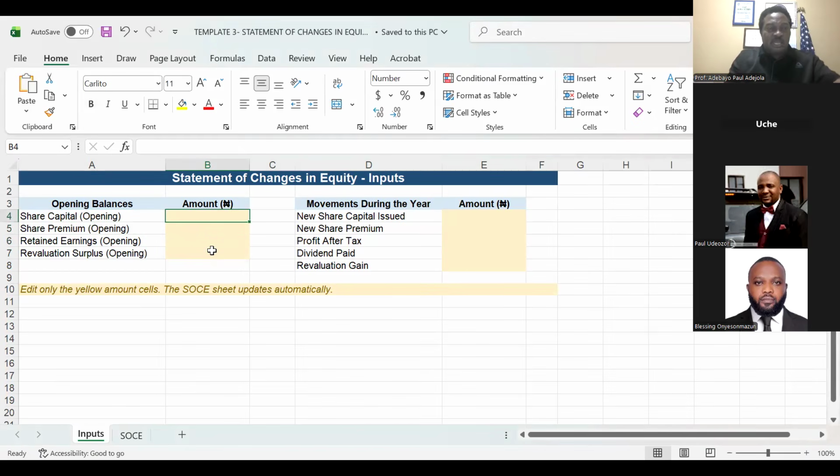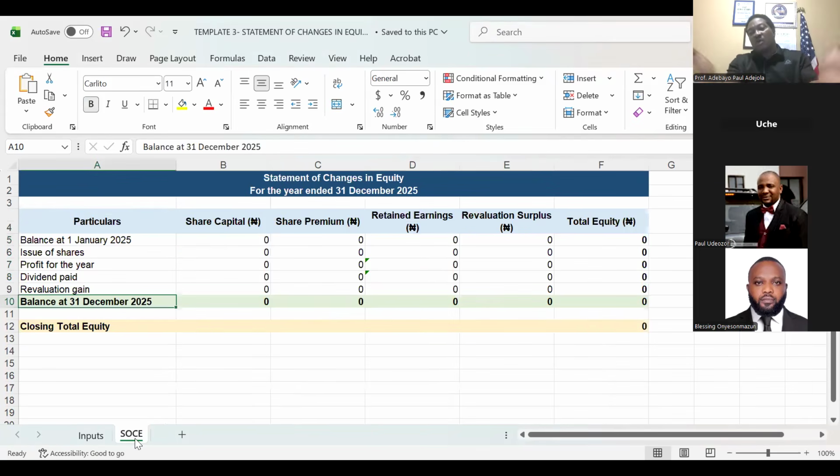What is share capital for 31 December 2024? It is the same thing as opening for 2025, because this statement of changes in equity is actually for 2025. Then retained earnings opening, revaluation, new share capital issued. You see that in your additional information. New share premium, profit after tax, dividend paid. You are keying in just 9 items. 1, 2, 3, 4. Then you go here 1, 2, 3, 4, 5. That is all you need to do. Then you just go and check.